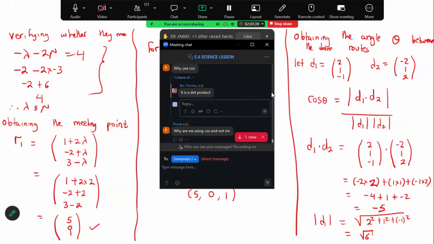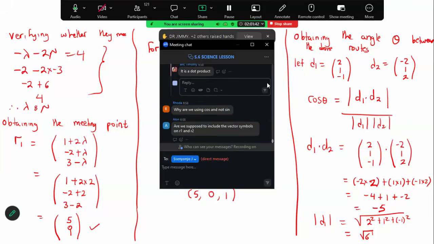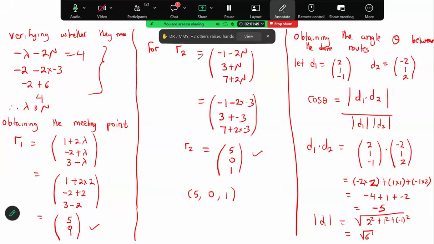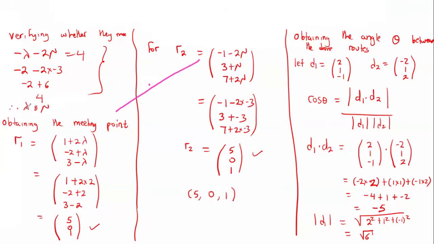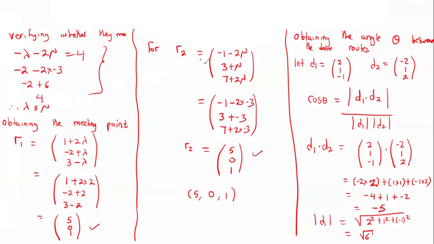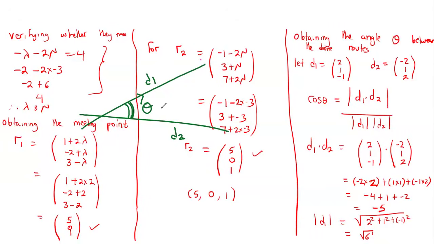Why do we use cos? Thank you, Timothy. Why are we using cos, not sine? Because this is a dot product. We are finding the angle between two vectors. If you remember very well, I'm going to use this as my direction, though I'm not going to show you how it comes. This is your direction, D1, and this is your direction, D2. So to find the angle between the two, which we are calling theta, here we use the cosine. You only use sine when you are using the cross product. That's why we shall use the sine.